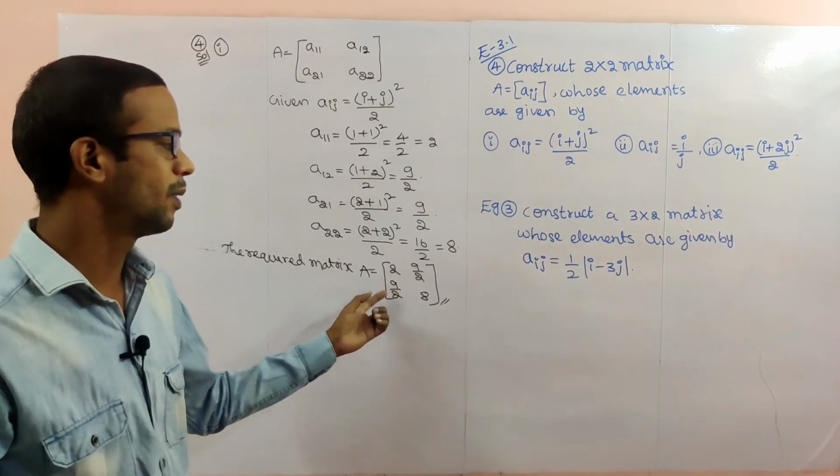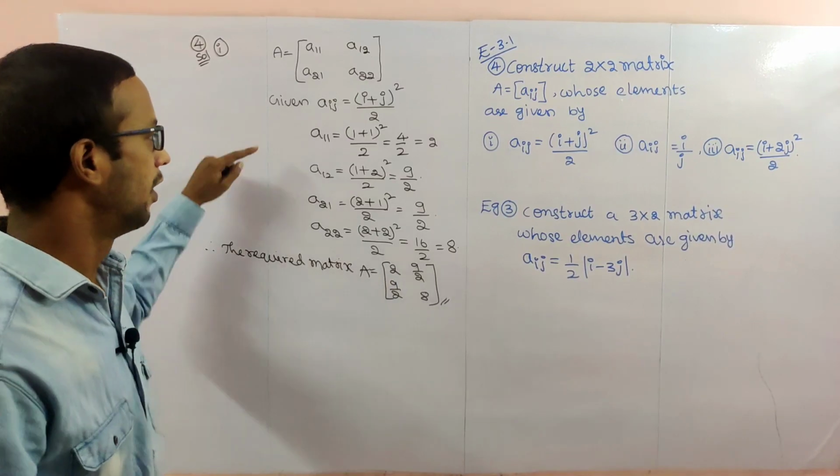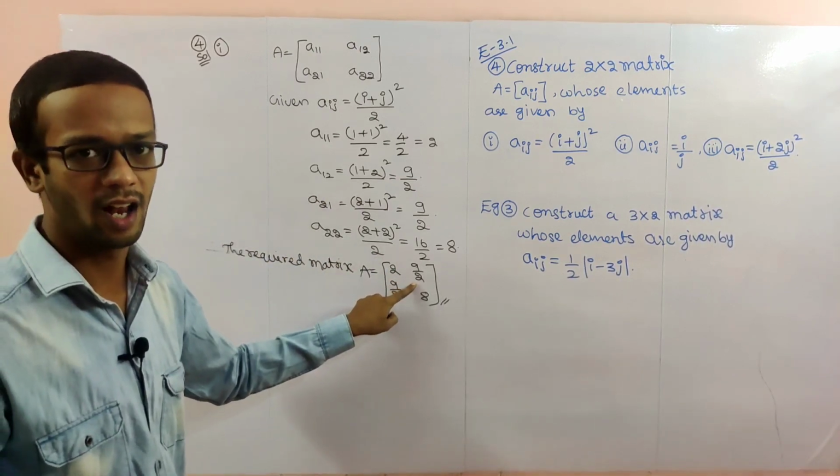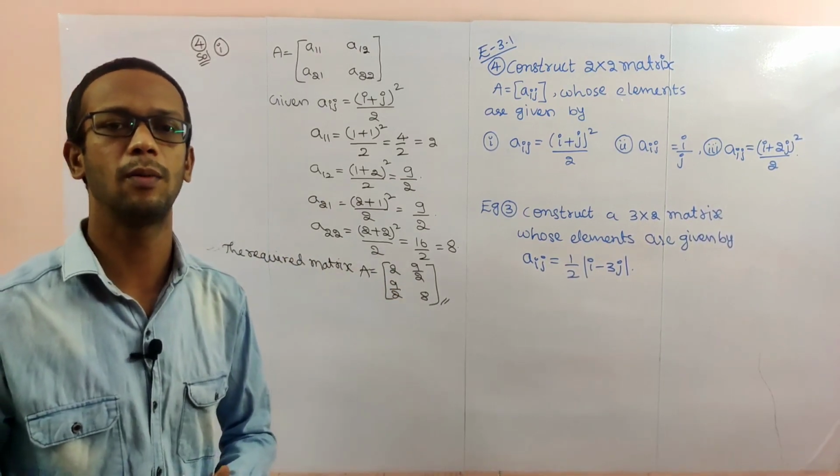Why? Because a lot of members, you will write in different places. A11 means first row, first column. A12, first row, second column. So those elements we have to substitute.